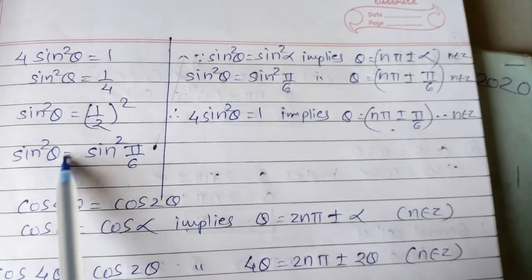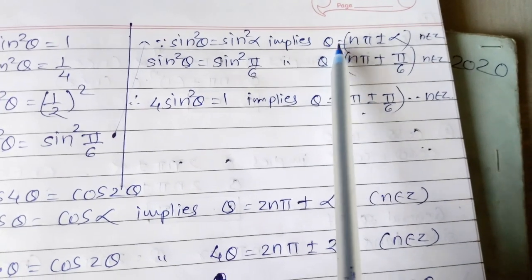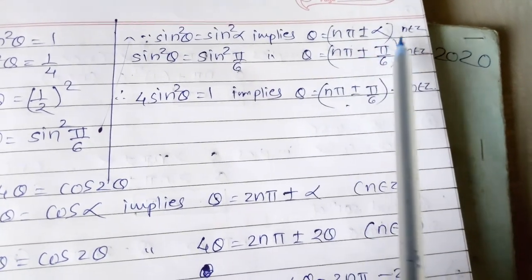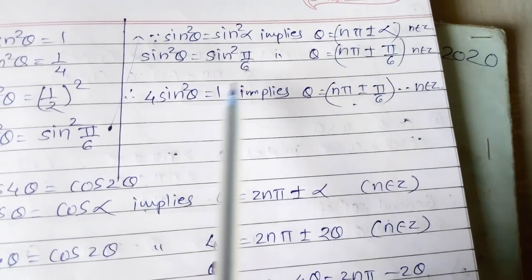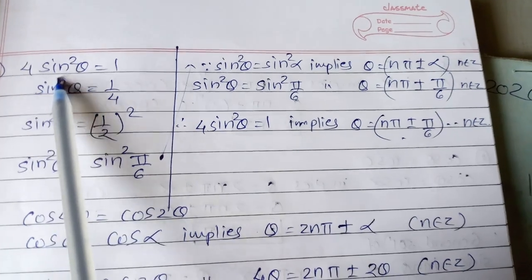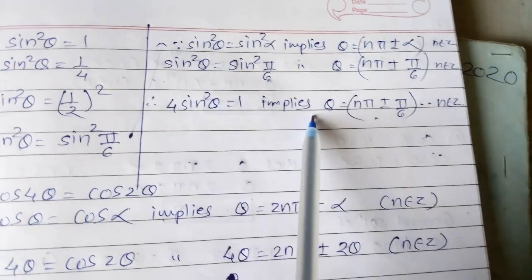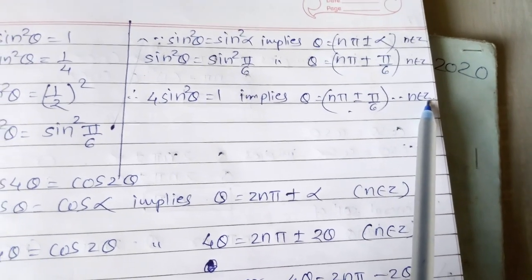And now we are going to write this equation. So sin square theta is equal to sin square pi by 6 implies theta is as it is, n pi plus minus, instead of alpha we write here pi by 6. And now the last line, we have to write the answer: 4 sin square theta is equal to 1 implies theta is equal to n pi plus minus pi by 6 where n belongs to z.